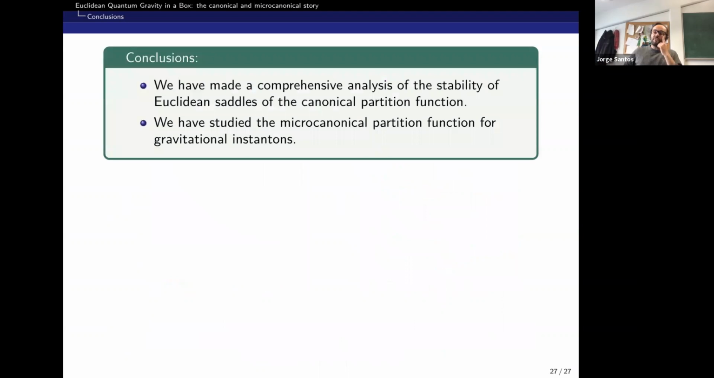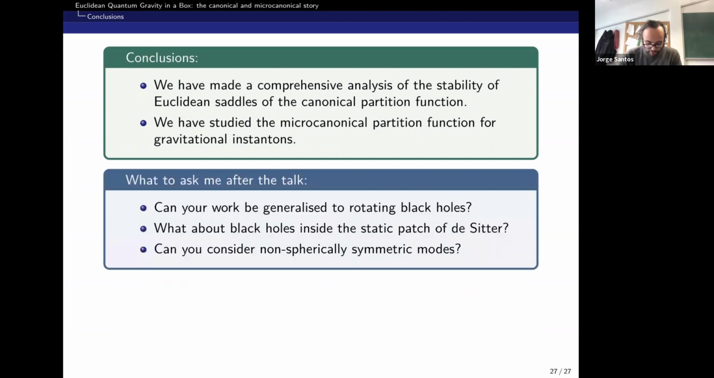We've made a comprehensive analysis of the stability of Euclidean saddles for the canonical partition function. We have studied the microcanonical partition function for gravitational instantons. As far as I know, this is the first work that does this. Things that you can ask me after the talk.